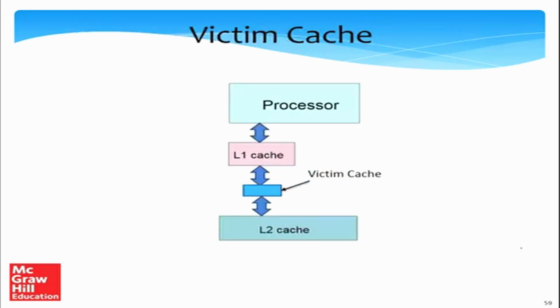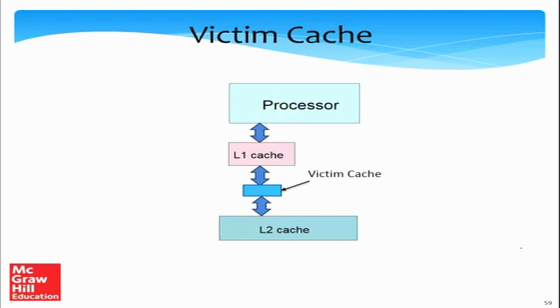So let's discuss the victim cache in a little bit more detail. Let's consider the first case where we send a request and we find the data in the L1 cache. In this case nothing needs to be done. We read the data in the L1 cache and the data goes back to the processor.